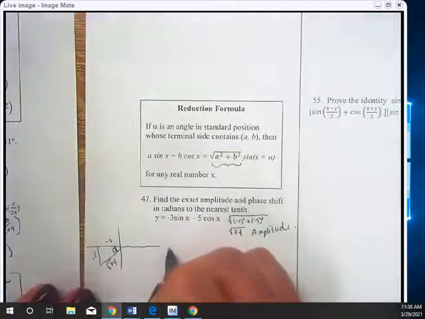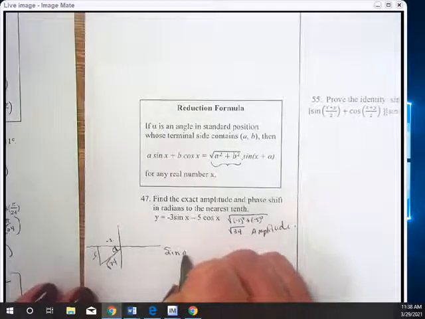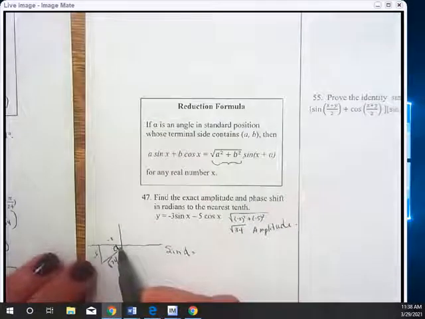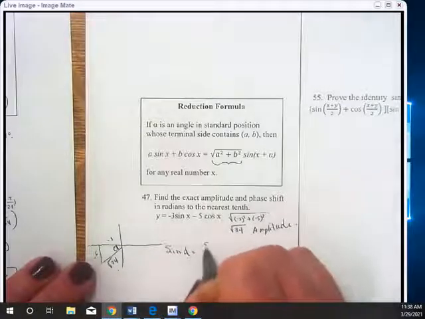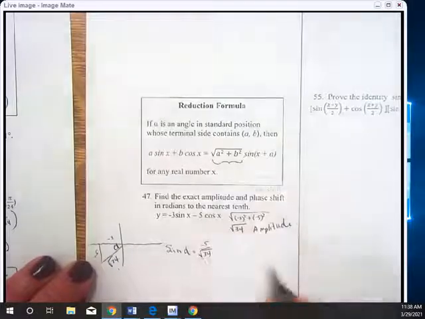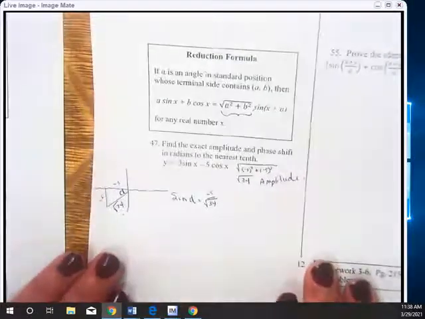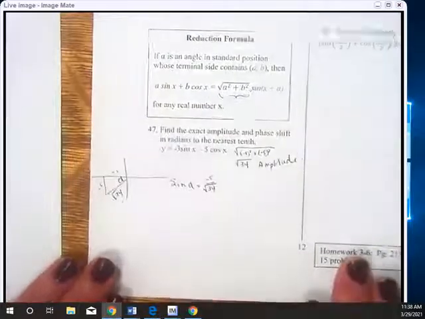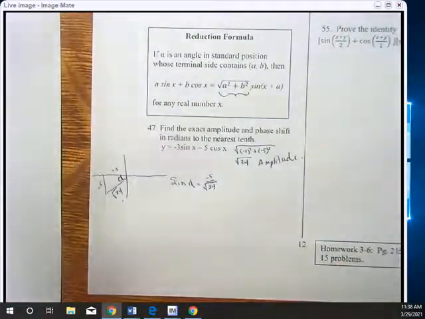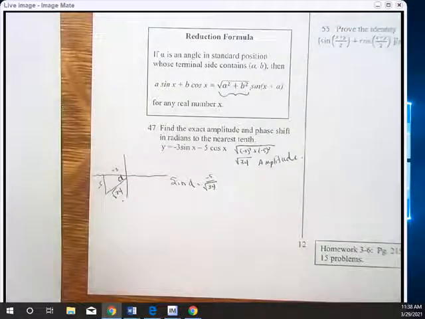So the sine of alpha is going to be your opposite side over your hypotenuse. Taking this equation, how do I solve for the sine? How do I undo the trig function of sine to get the angle? What is the inverse of sine? Secant or cosecant. That's reciprocal.